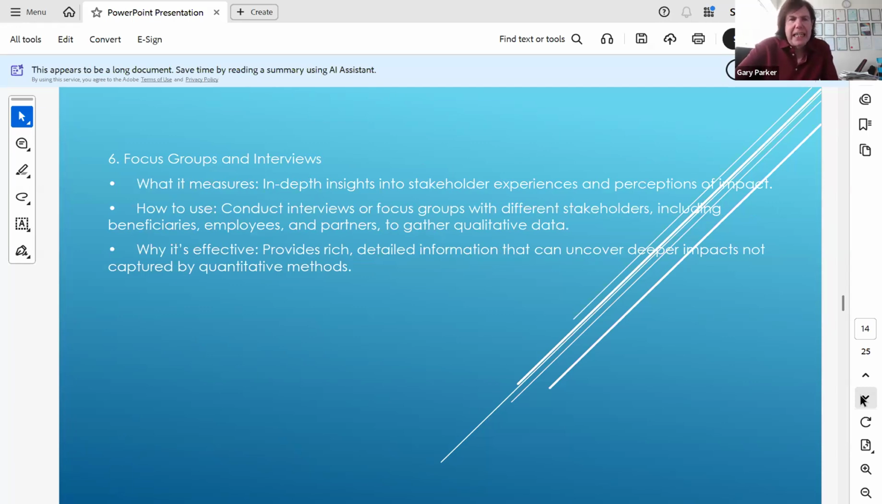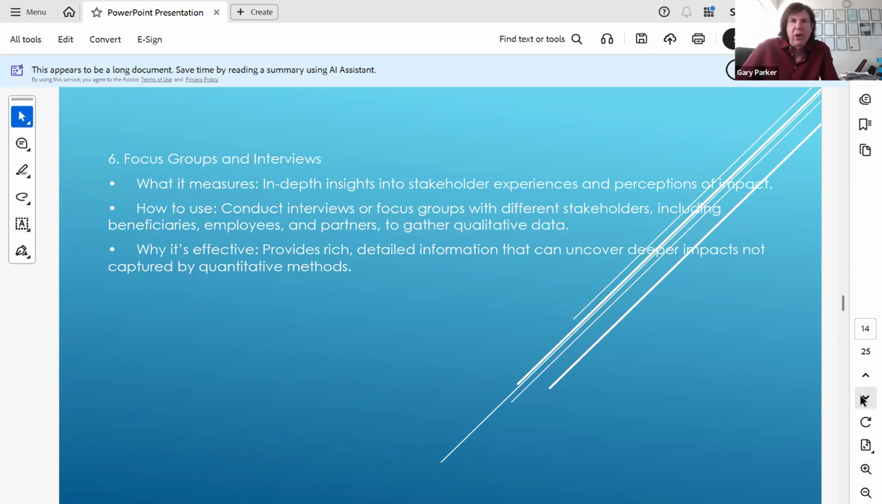Focus groups and interviews. What does a focus group measure and interviews measure? In-depth insights into stakeholder experience and perceptions or impact. So you're usually working with a group of people here and asking them to comment or give their opinion on your project or key issues related to your project. And you can conduct interviews or focus groups with different stakeholders, including beneficiaries, employees, and partners.